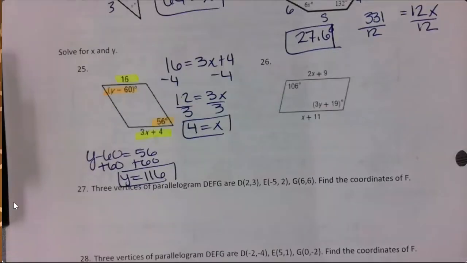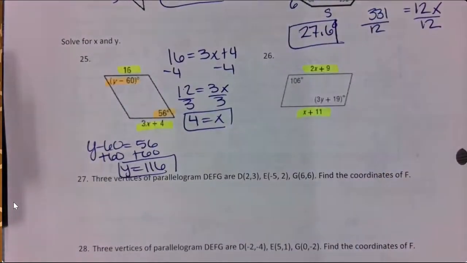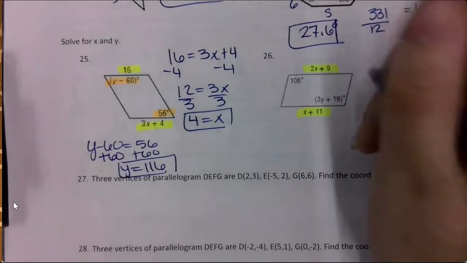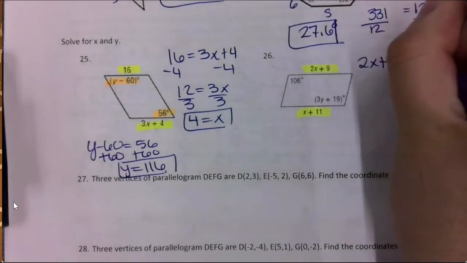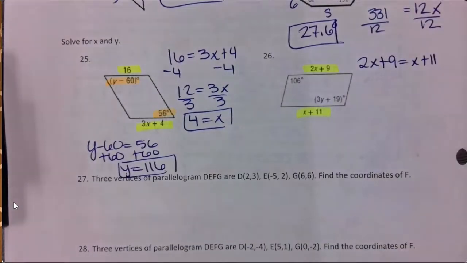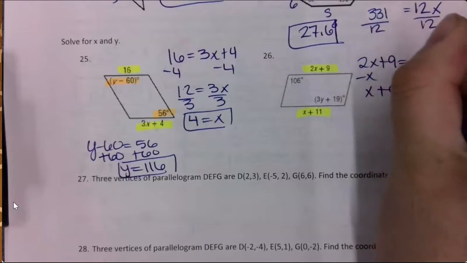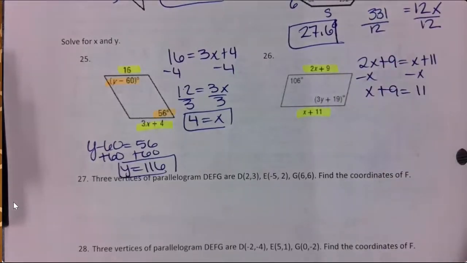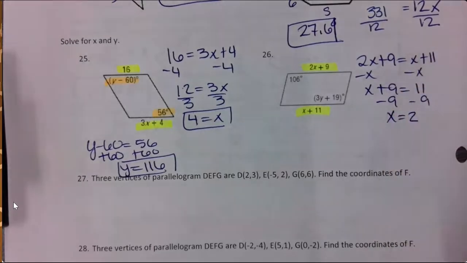So then I want to do the same thing on number 26. I have the opposite sides are congruent on a parallelogram. So I'm going to have 2x plus 9 equals x plus 11. Then I want to go ahead and subtract x on both sides. I get x plus 9 equals 11. I can subtract 9 on both sides. I get x equals 2.